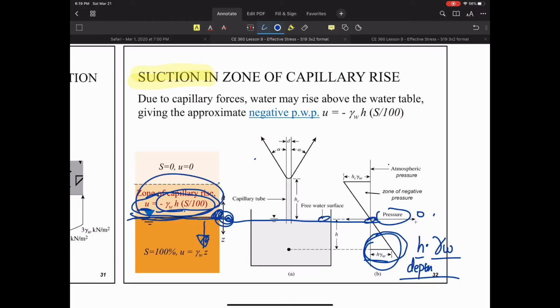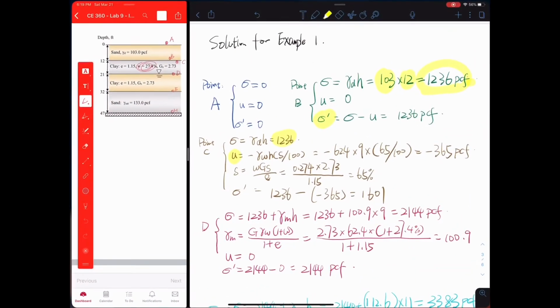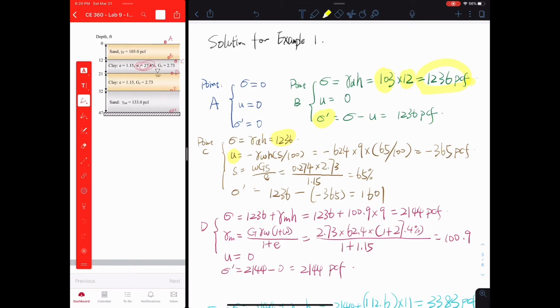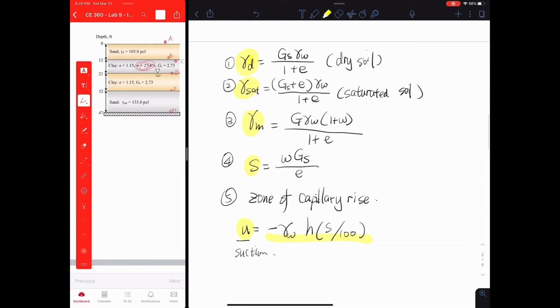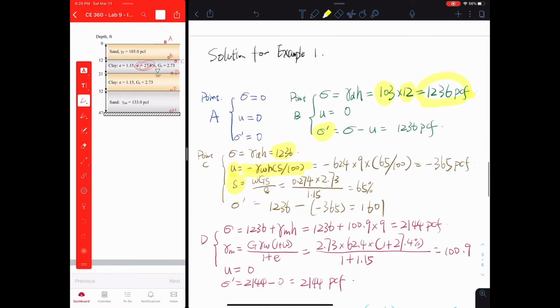And we can calculate the suction, which we call the pore water pressure here, using the equation here. So we import the equation for the suction, and we can get this equation. However, we do not know the saturation degree, right? So we use the saturation degree that we talked about at the beginning of this class. Do you remember that? Yes, it's the fourth equation here.